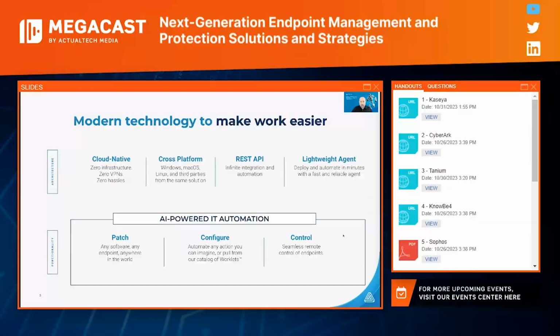So, we are big believers that technology ought to make work easier and work for you. As far as our architecture goes, again, it's cloud native, no infrastructure for you to run on site, no VPNs necessary. We want to offload all of that work for you. It's also cross-platform. Modern environments have a lot more of a heterogeneous mix than in the past. And so you need to be able to support Windows, macOS, and multiple distributions of Linux, as well as all those third-party software packages that are necessary to make your business or organization run.